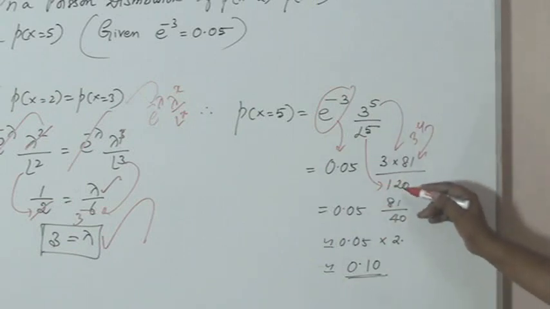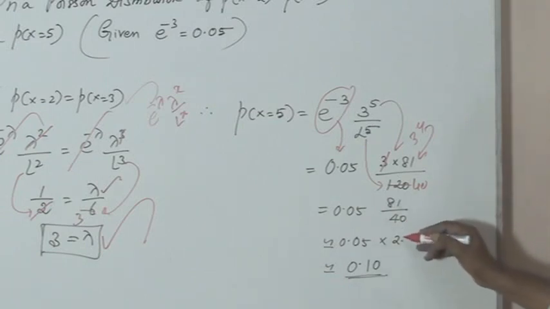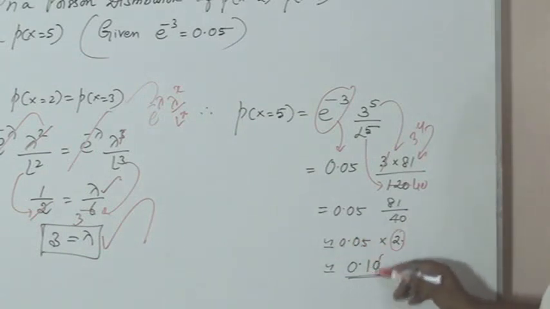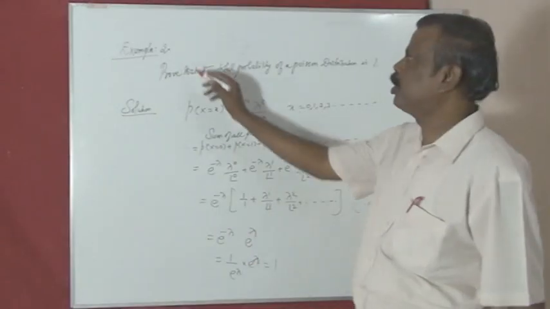So therefore we can cancel this 40 times. Therefore 81 by 40, which is approximately equal to 2. Therefore 0.05 into 2 gives you what? 0.10. So what's the probability? 0.1 is the probability. Example 2.